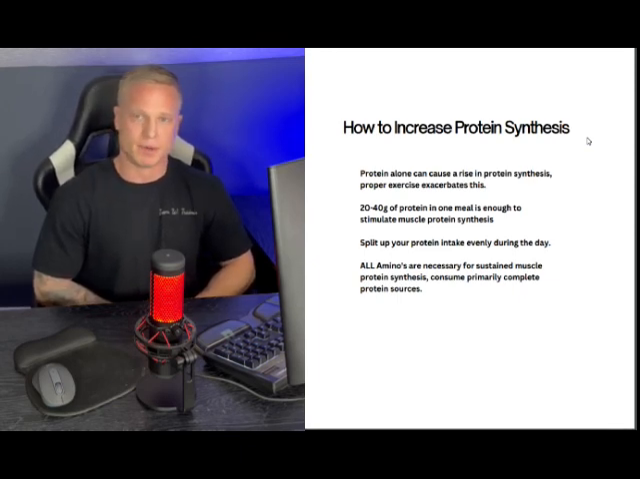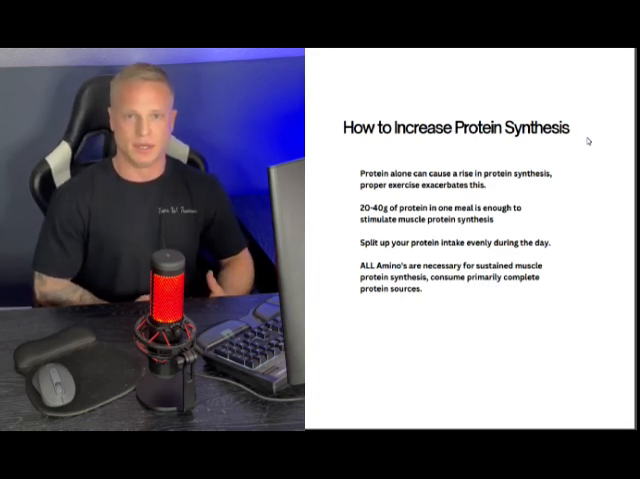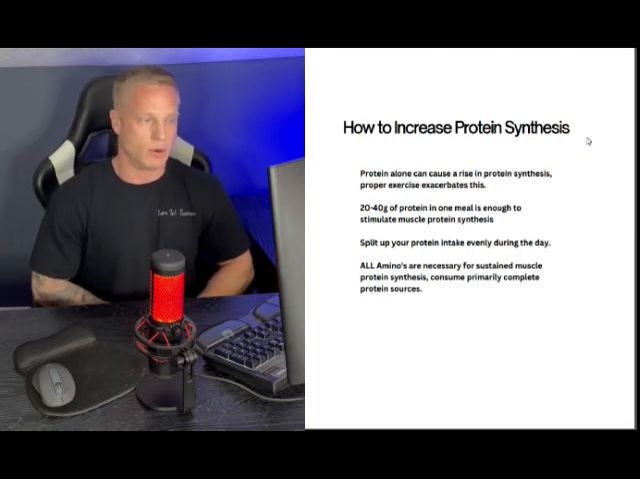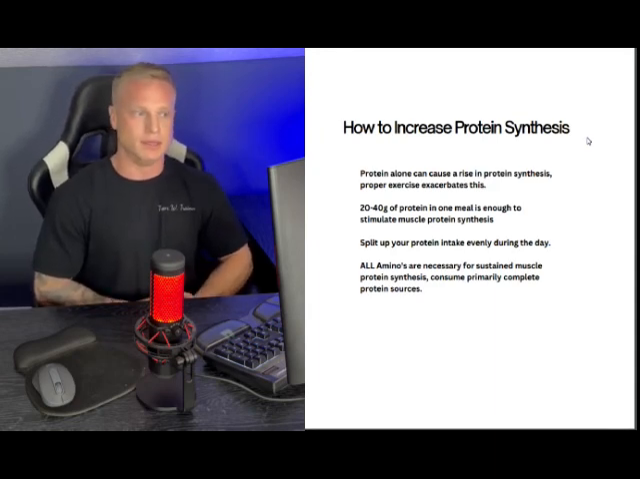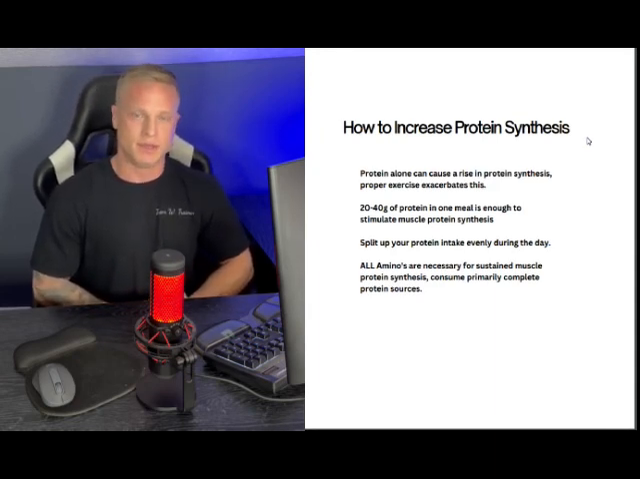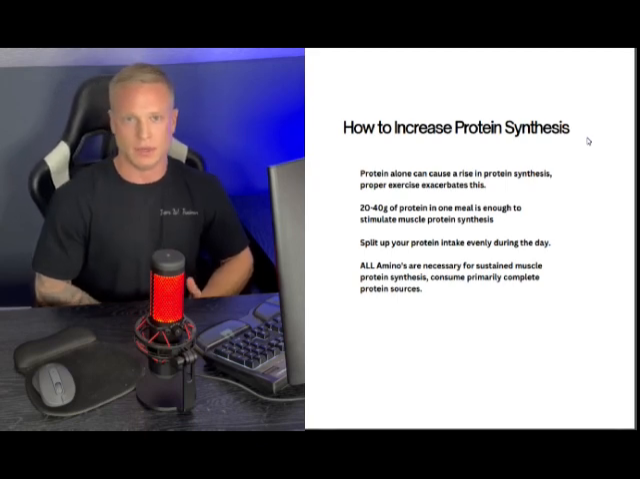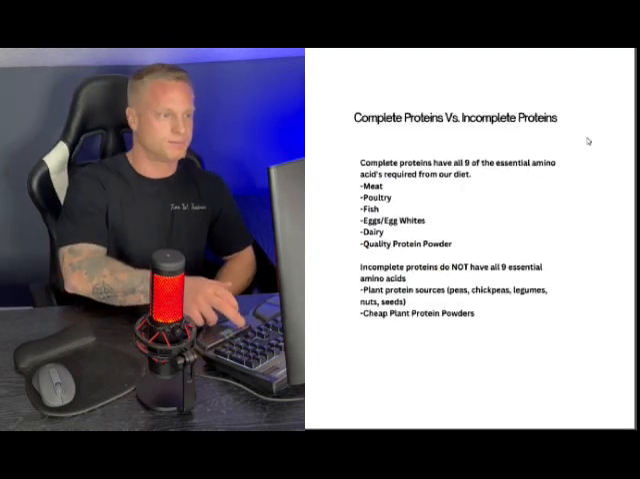You want to split up your protein intake evenly throughout the day in these 20 to 40 gram portions. This will give you the most stimulation of muscle protein synthesis, and we can't store amino acids for later use, so we continuously need them in our diet. All amino acids are necessary for sustained muscle growth. So you need at least 20 grams of protein that includes all of your essential amino acids to produce muscle growth.